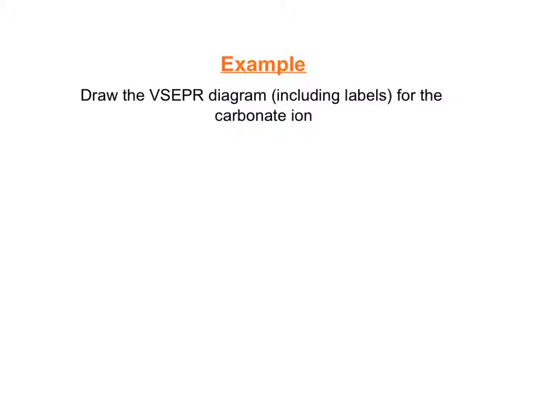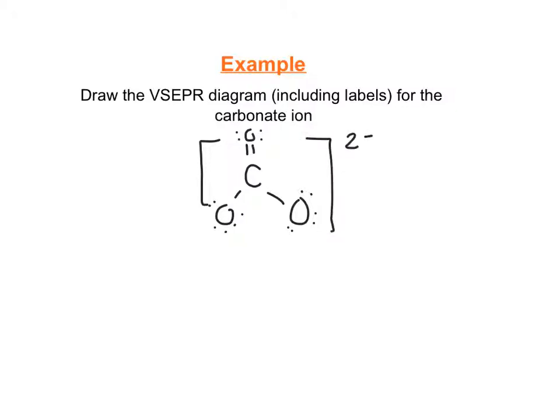So the carbonate ion, when we draw its Lewis dot diagram, has a carbon in the middle, double bonded to an oxygen, to another oxygen, to another oxygen. Alright, and this is a 2- ion. When we're looking at the carbon, it has 1, 2, 3 bonds to it. So we can write its general formula as AX3.